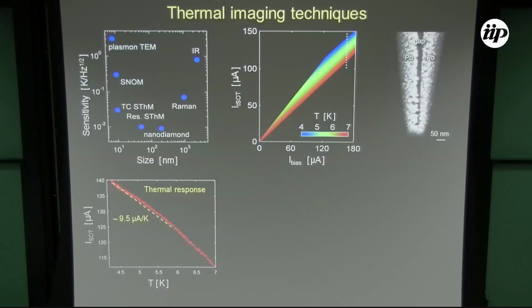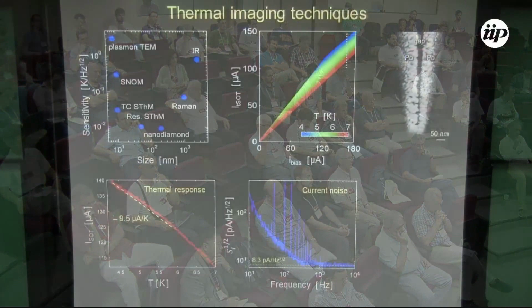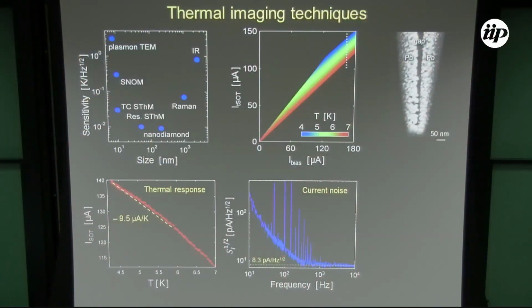We have to compare it with the current noise of our devices. It has a 1/f noise up to a few hundred hertz, and then a white noise region on the order of about 8 picoamps per square root hertz. So all we have to do is divide these numbers in order to get a thermal noise, which comes out to about 800 nanokelvin per square root hertz in this particular case.